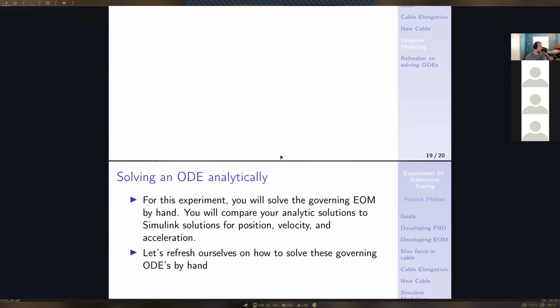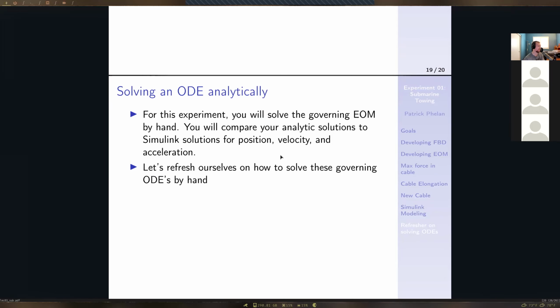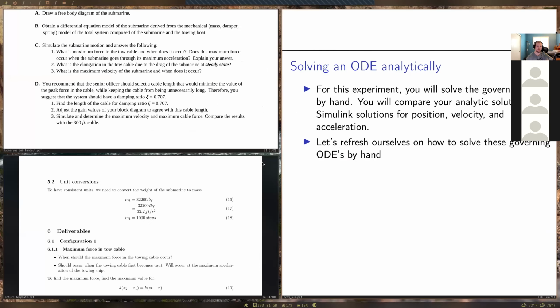Okay, so now we need to solve our ODE analytically. So I'm just going to go over the ODE that I posted to Canvas. I think a few people wanted to look at that, so I posted it. I'm not going to go over solving the ODE for this lab by hand. I'm going to have you guys do that for the lab report. But it's going to be pretty similar to what I posted on Canvas.